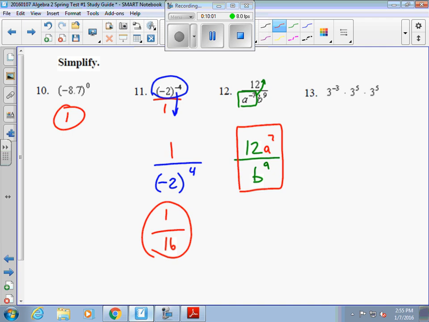For number 13, we're multiplying the same basis. 3 times 3 times 3. All of them are the same. So add the exponents. 3 to the negative 3 plus 5 plus 5. Negative 3 plus 5 is 2, and 2 plus 5 is 3 to the 7th power.